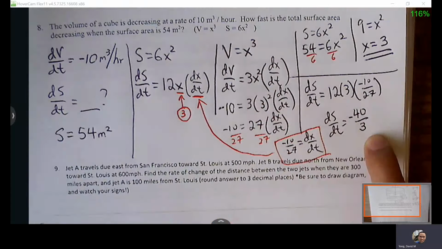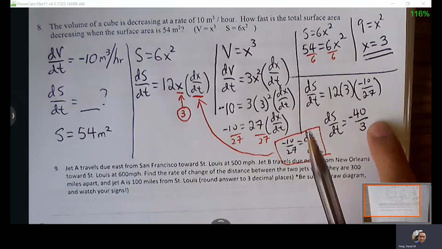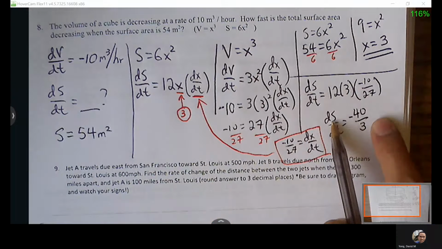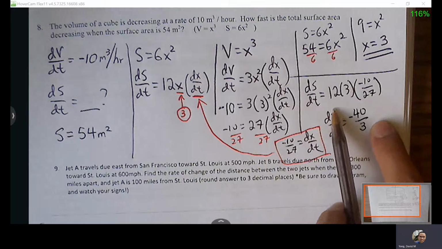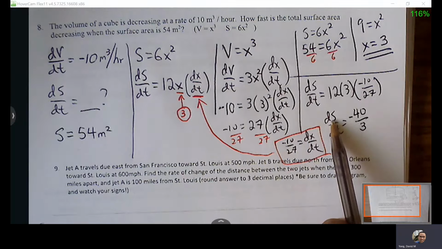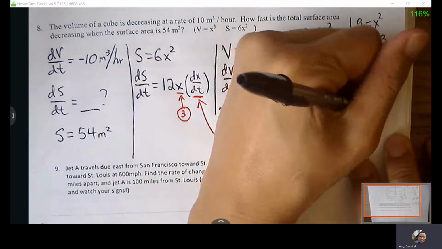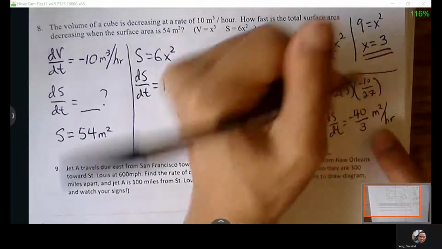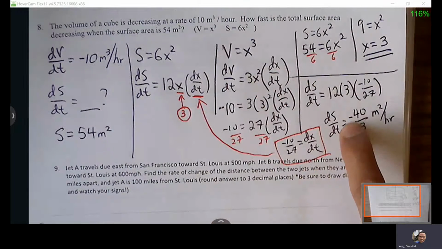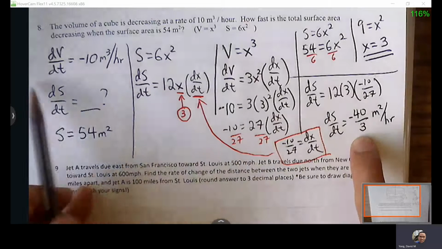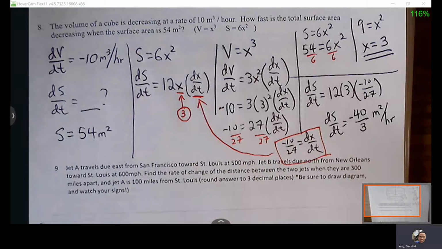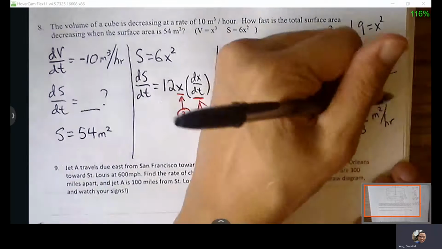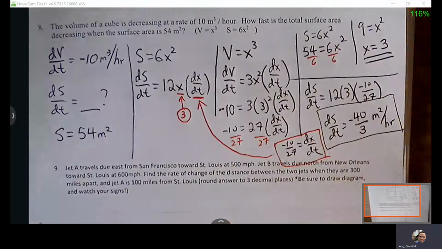Yeah. And what's our unit of measure? Yeah, surface area, right? Focus on the word area, two-dimensional unit, meters squared. Time component per hour. Okay, does it make sense that we're getting a negative value? Good. Volume is decreasing, so everything is shrinking, right? Length is shrinking, surface area is shrinking. Negative makes sense.